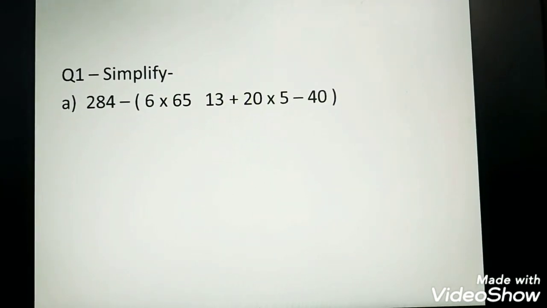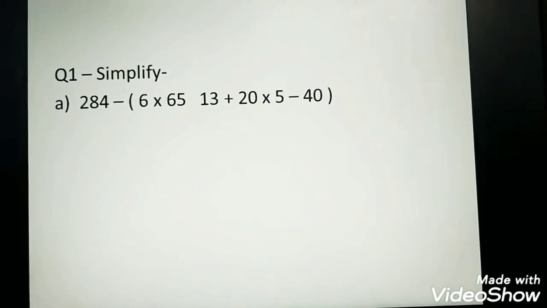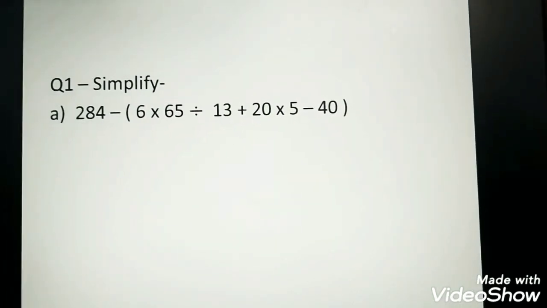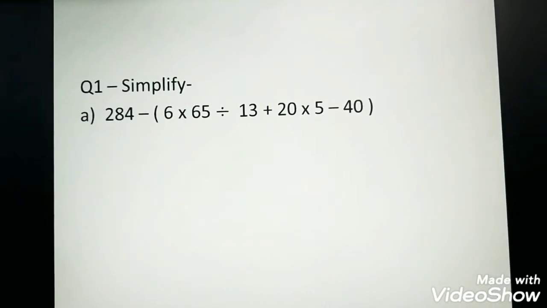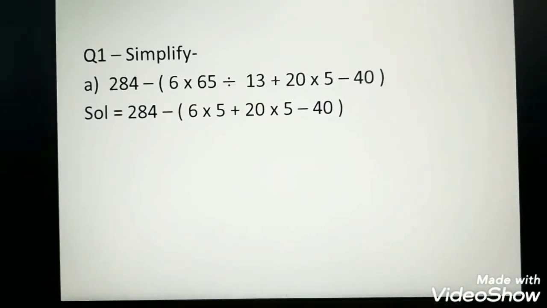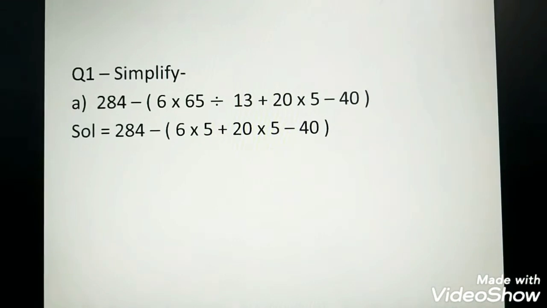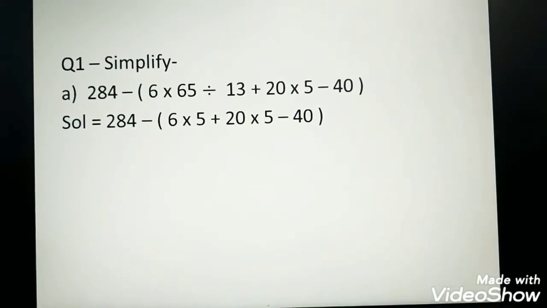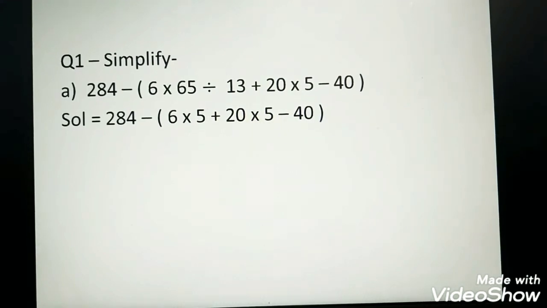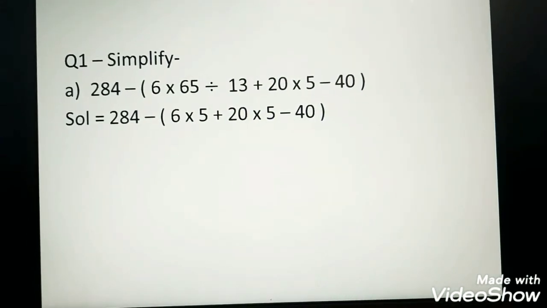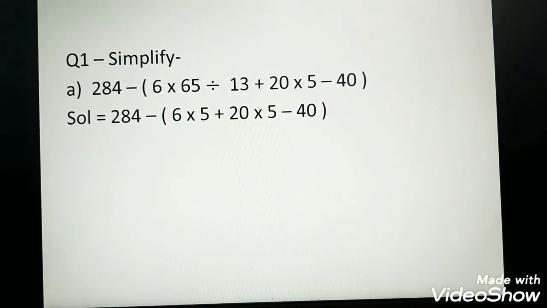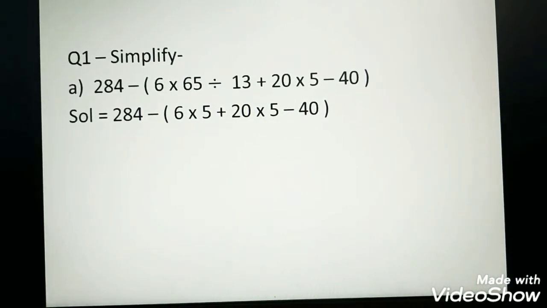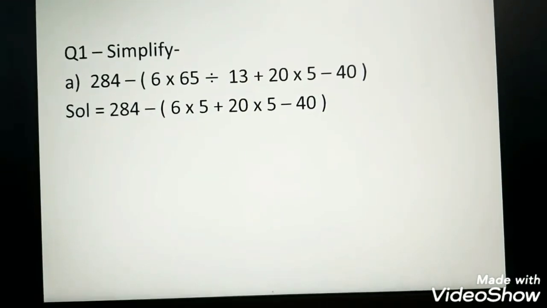Now the first question is simplify. The A part is 284 minus, and here you can see the parenthesis, 6 into 65 divided by 13 plus 20 into 5 minus 40. Now see here, first of all we will solve the bracket. You can see the parenthesis here. In the bracket, which operation will we solve first? Division. So 65 divided by 13, what will we get? 5. So it is 284 minus bracket 6 into 5 plus 20 into 5 minus 40.